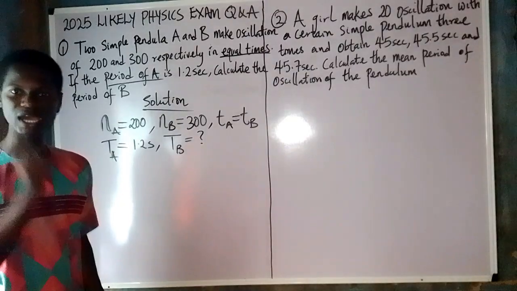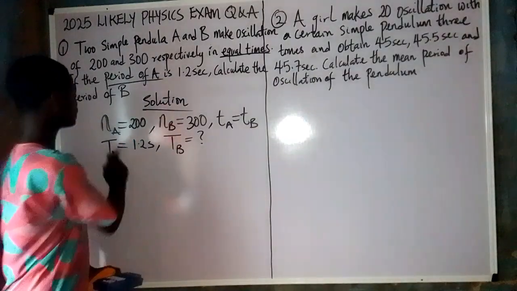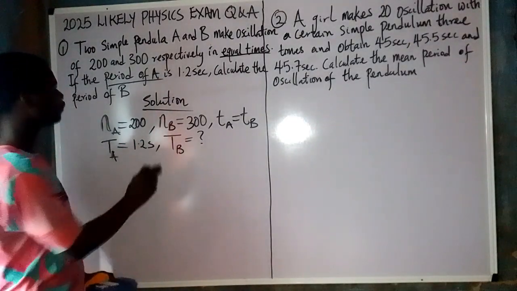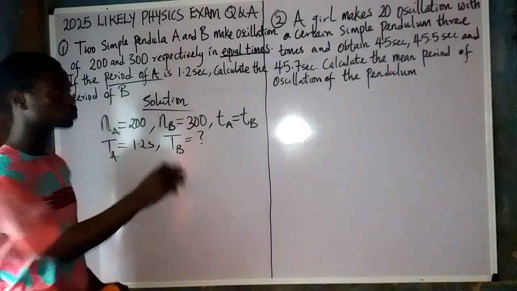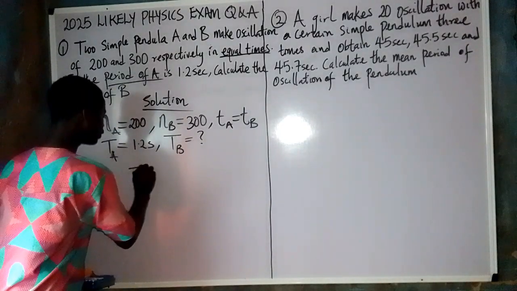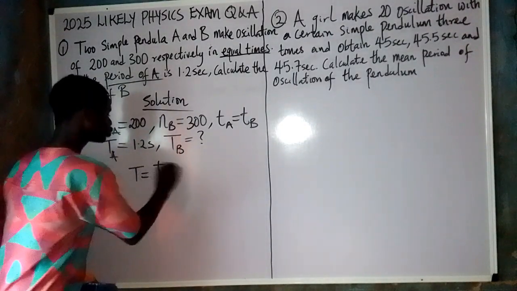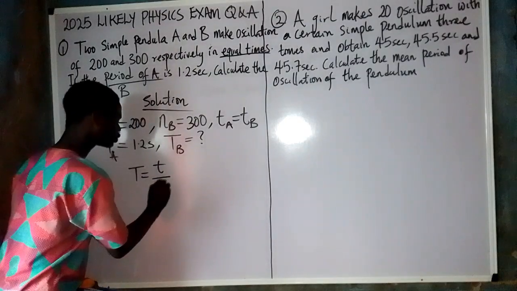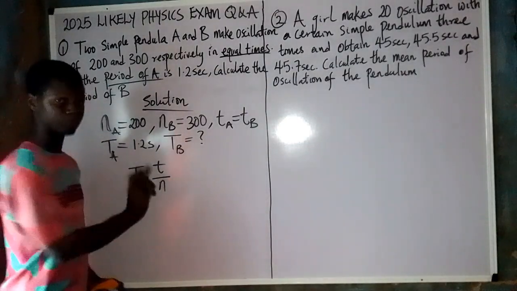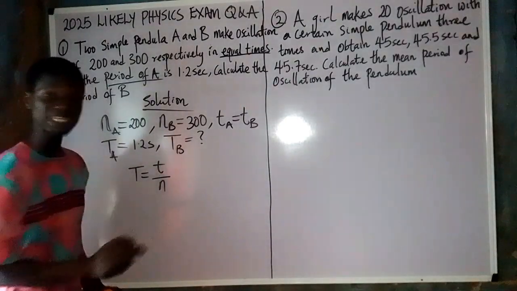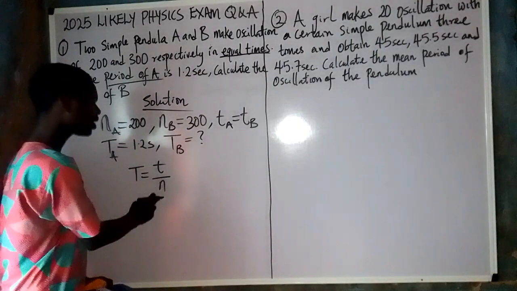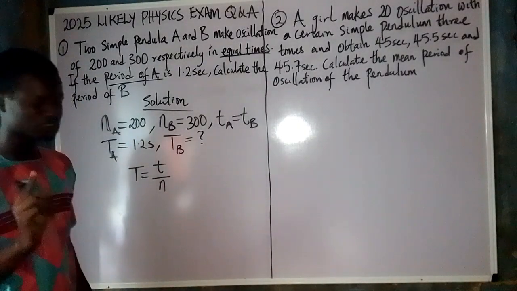Now, the question you need to ask yourself before we start solving: what is the formula for period? Because it's the formula for period we can use to solve this question. We know that period is equal to small t over small n. Big T, period, is equal to total time taken for oscillation over the number of oscillations.